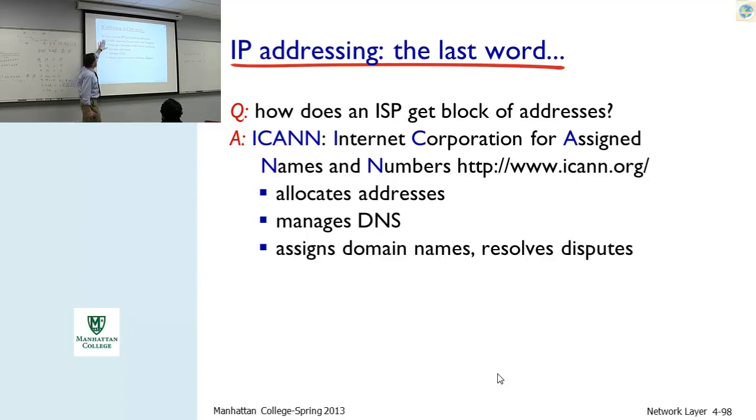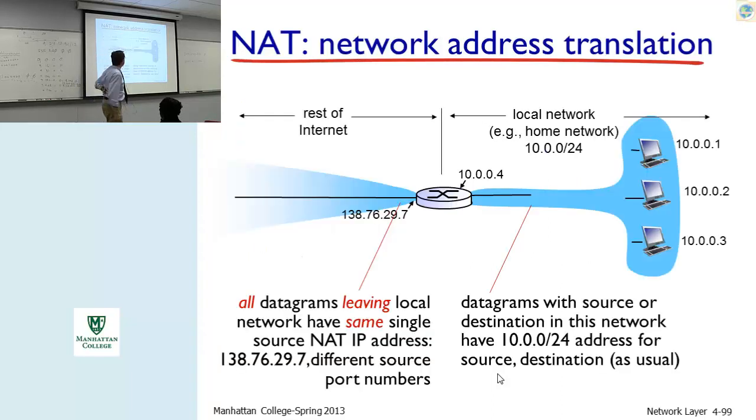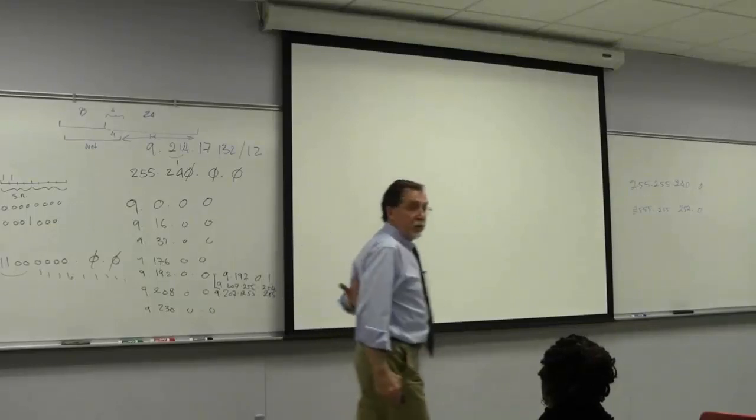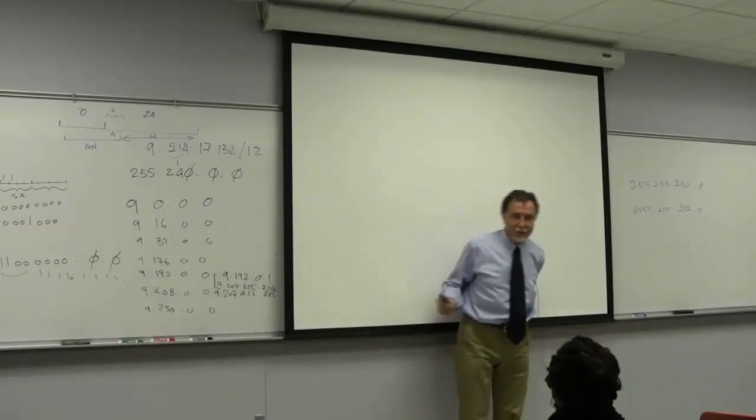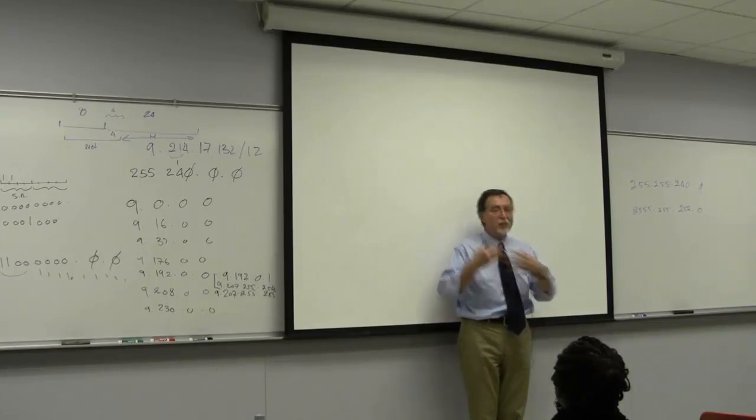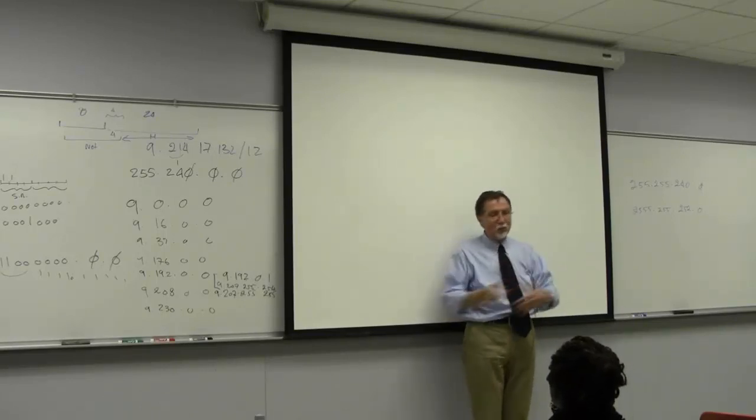So, lastly, how do we get this block of IP addresses? In the old time, there was only one organization. It was called ICANN, Internet Corporation for Assigned Names and Numbers. You go there, and you are allocated an IP address. You set up your DNS, etc. You go to another organization, get your name, and you are off to go. Any question? So you're all set. It's clear now how you get an IP address, how things work, etc.